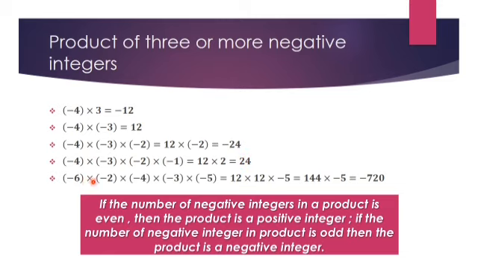And the last one, the number of negative integers is 5. The answer is negative. It means when the number of negative integers is odd, the answer is negative. The first case, 1, is odd, then we get the answer as minus.